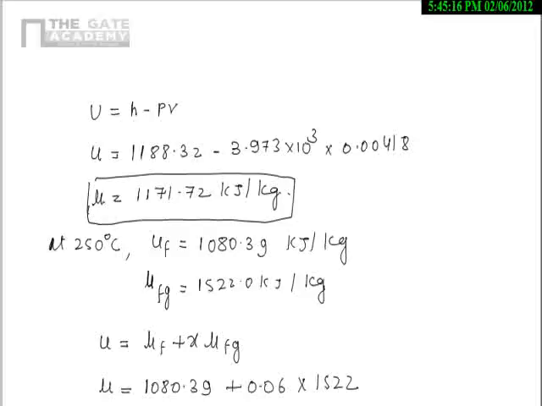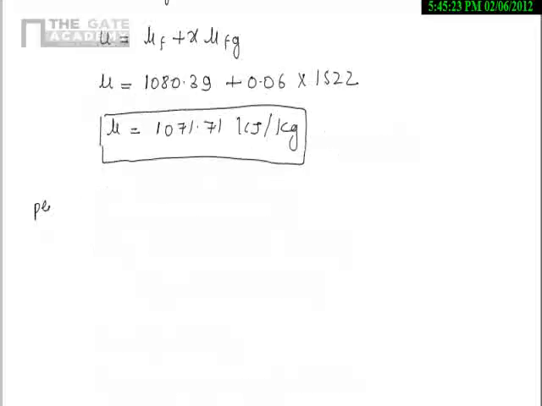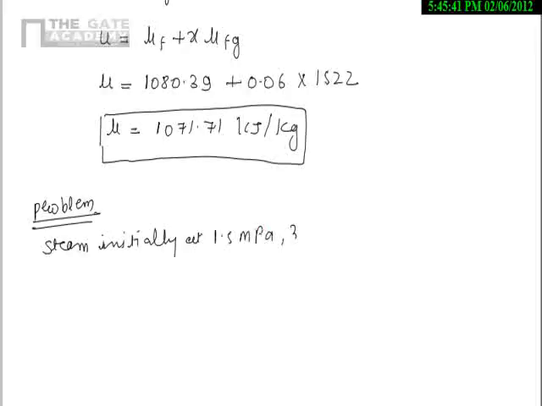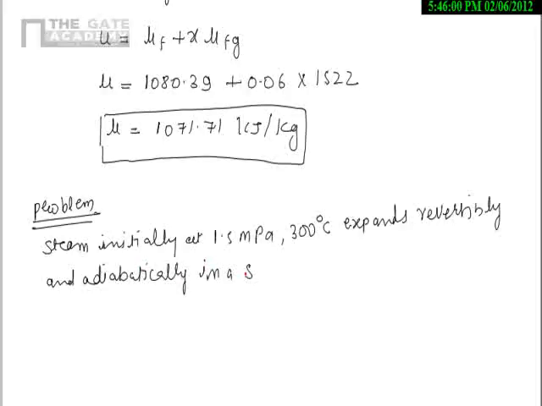Now let's take a very good problem which is based on properties of pure substance as well as the steady flow energy equation. It's a very important problem for understanding the fundamentals. So I am first writing the problem. Steam initially at 1.5 megapascal, 300 degrees centigrade, expands reversibly and adiabatically in a steam turbine to 40 degrees centigrade.